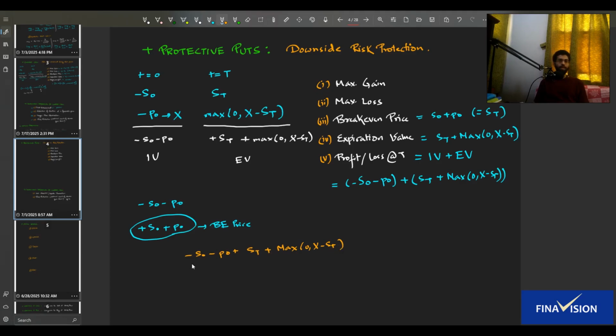Now here the initial cash flows have already happened, right? Now let us consider three scenarios. One scenario is when ST is greater than X. This is scenario 1. In this case, what happens to the option? The option expires without value. ST remains ST. So the cash flow becomes minus S0 minus P0 plus ST, right?